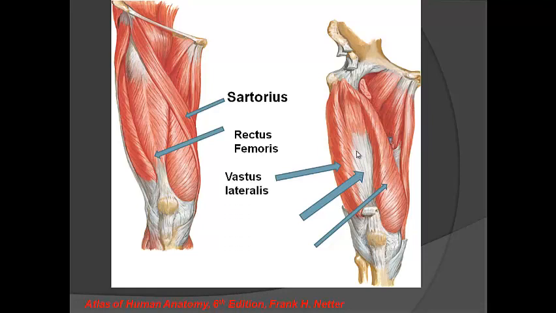So, like I said, this is the vastus lateralis, and I think I messed up the order. Yeah, I did. Okay, these 2 labels are going to show up in a minute.